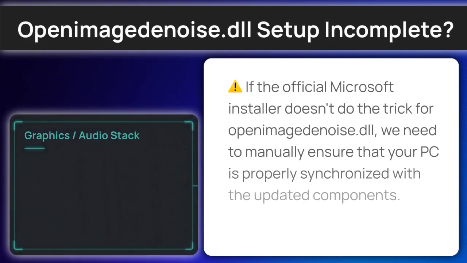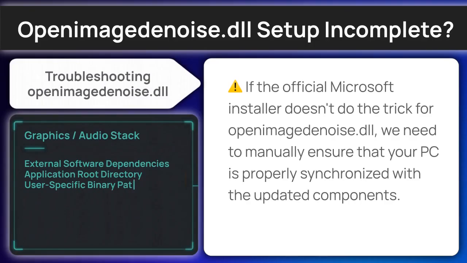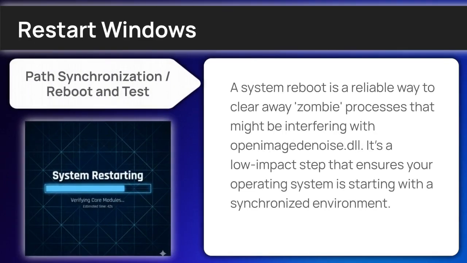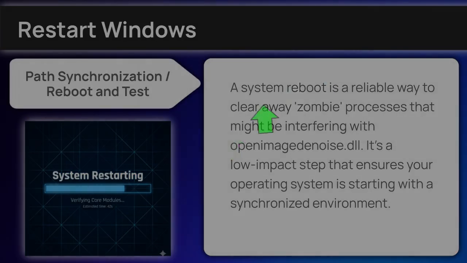If the setup package didn't provide a resolution, we need to look under the hood at how your system handles current session configurations. A quick reboot can determine if the error is transient. While it won't fix a deleted file, it can re-establish the connection between your software and the Openimagedenoise library file if the path was temporarily busy.